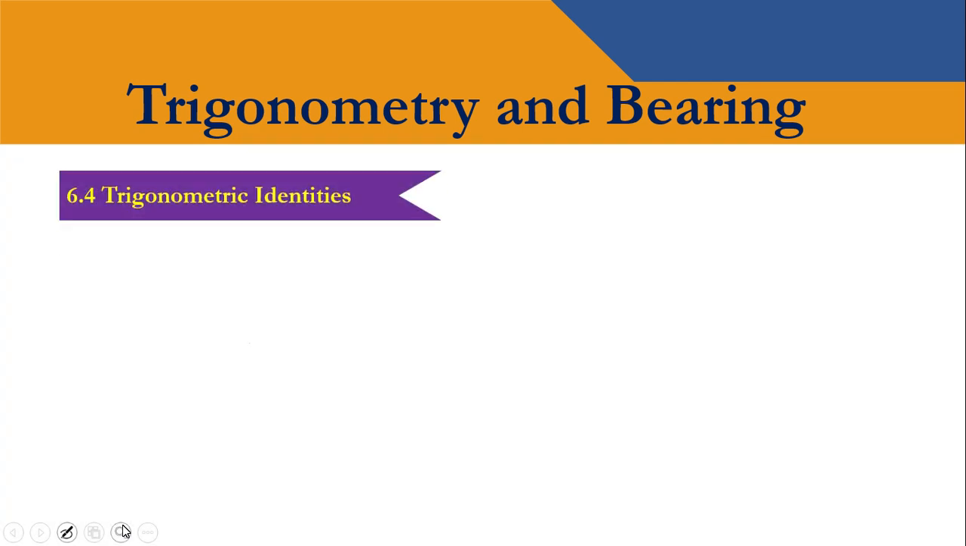Now first we will prove the trigonometric identities. There are three types of trigonometric identities. First we will prove the reciprocal identities. These three are called the reciprocal identities. Cosecant theta is equal to 1 over sine theta, secant theta is equal to 1 over cos theta, and cot theta is equal to 1 over tan theta.